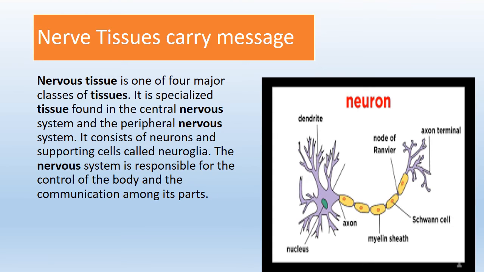You are aware of the neuron. This is the diagram of a neuron, in which there are dendrites, nucleus, and node. There is an axon also. You know that if you touch any kind of thing, the tips of your fingers receive a stimulus, and the stimulus will go to our brain. How is it possible? It's possible just because of nerve tissues, because they carry the message, they carry the stimulus.